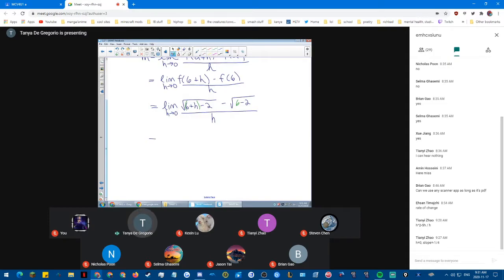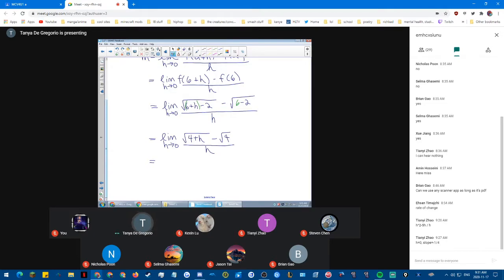So cleaning this up, it's 6 minus 2, which is 4. So I've got radical 4 plus h minus the square root of 4, all over h. And now, what happens if I just take my limit? Because that's what we would do now, right? We would say, oh, let's just take our limit. So if I take my limit, what happens?